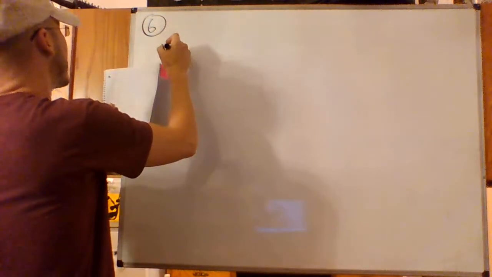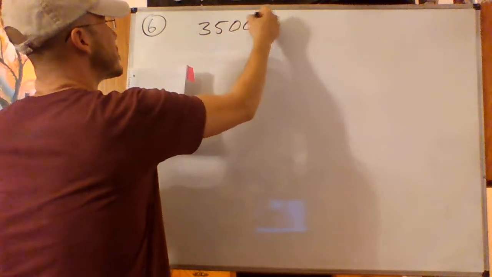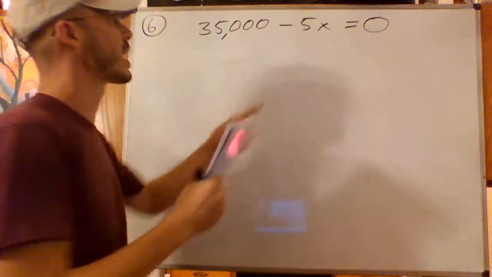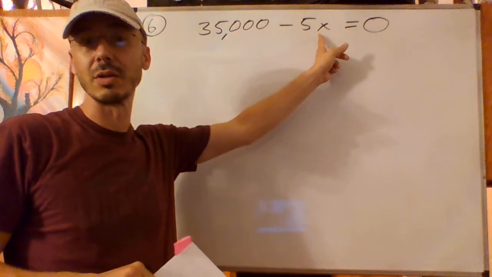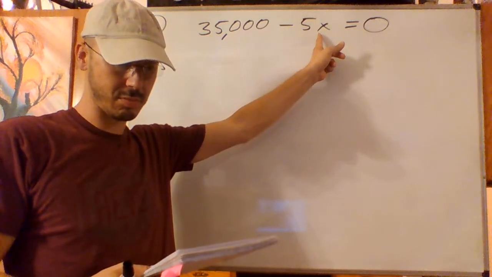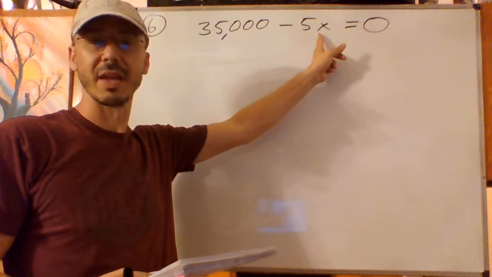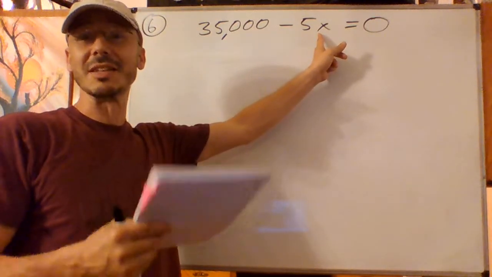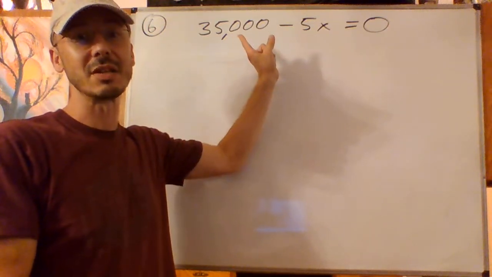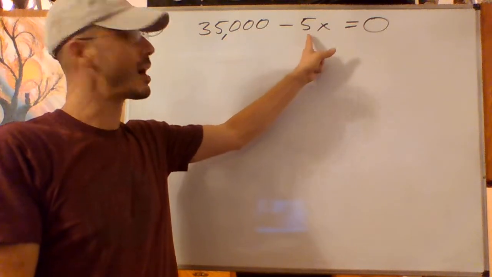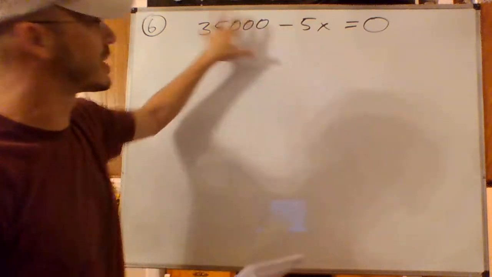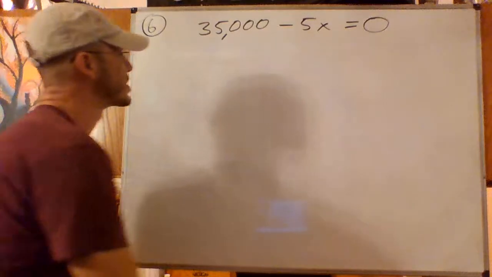And they don't actually tell you to build the equation. They give us 35,000 minus 5x equals 0, where x is the number of tickets sold per hour. 5 is the number of hours. So the 35,000 tickets sold in 5 hours, 5 times the hourly rate of ticket sales should make this left-hand side equal to 0. But they gave us this equation. We have to solve it.